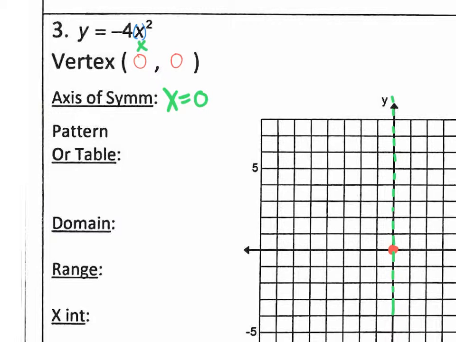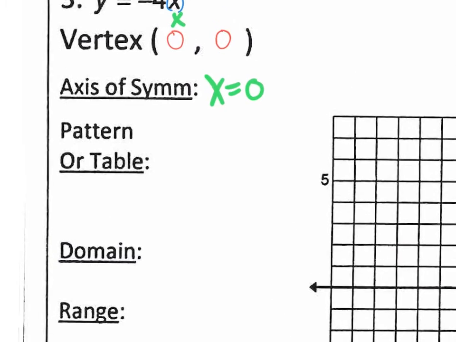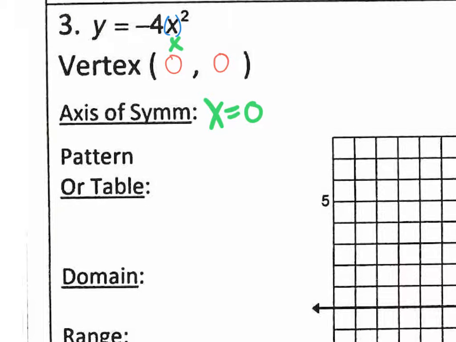Now it comes to the pattern or table. You could use a table or a pattern. Honestly, students have been asking me which one's easier. They're both easy, right? So if you want to use an XY table, go for it. I want to do both so you could compare. I need to plug in two numbers that are on the same side of the axis of symmetry, which is at 0. So two easy numbers that are close to 0 are 1 and 2, and let's do that.